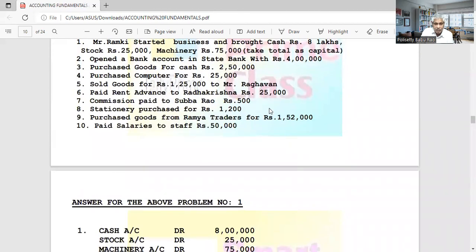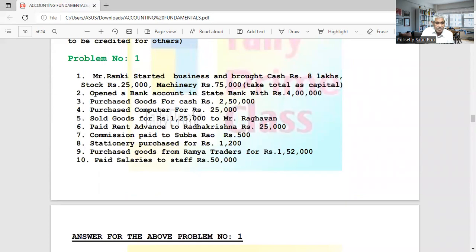Then, sold goods for 1,25,000 to Mr. Raghavan. If Mr. Raghavan is not given, what does it mean? Sold goods for 1,25,000 means sold for cash only. But here, the name is given. Sold goods for 1,25,000 to Mr. Raghavan. If it is given as for cash, then Raghavan is immaterial; if you sell goods for cash, then a personal name is not required. If there is no cash, a personal account is required.